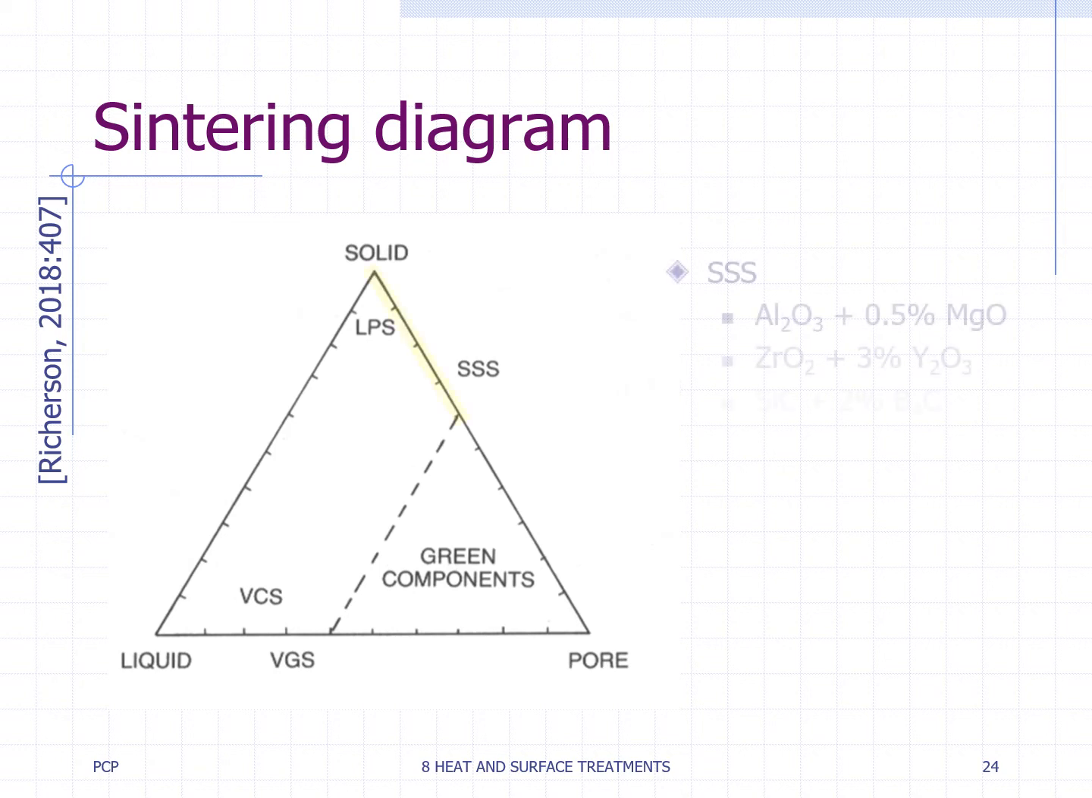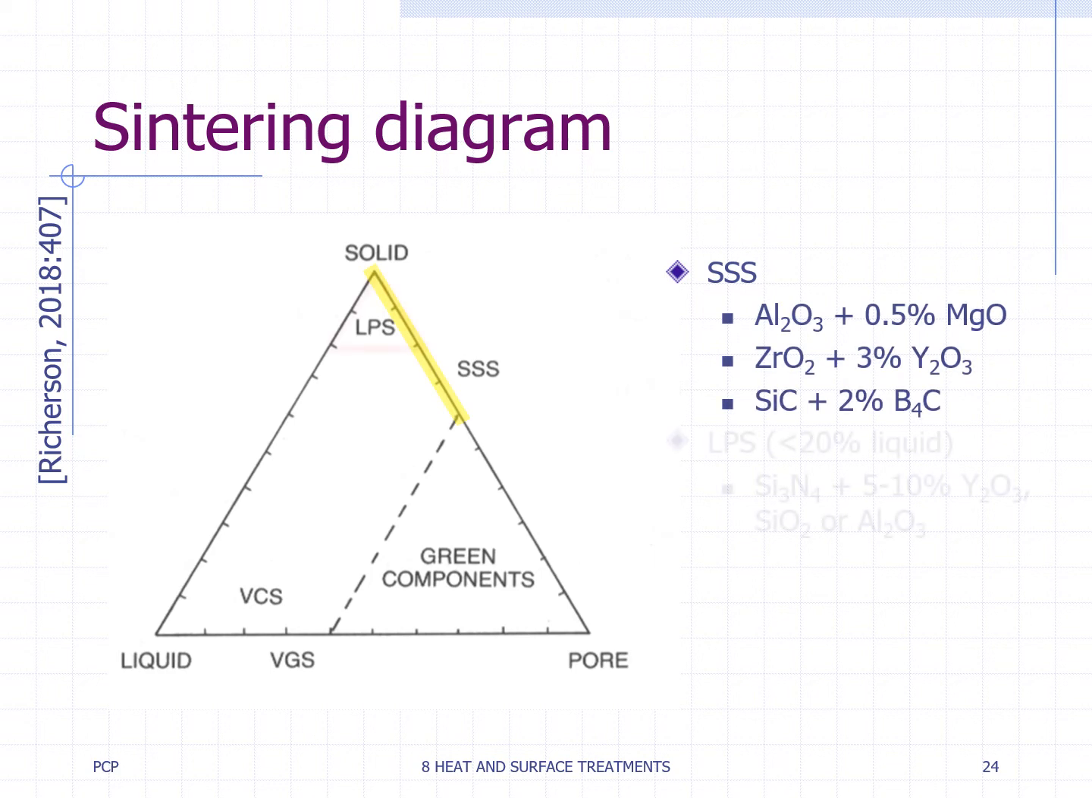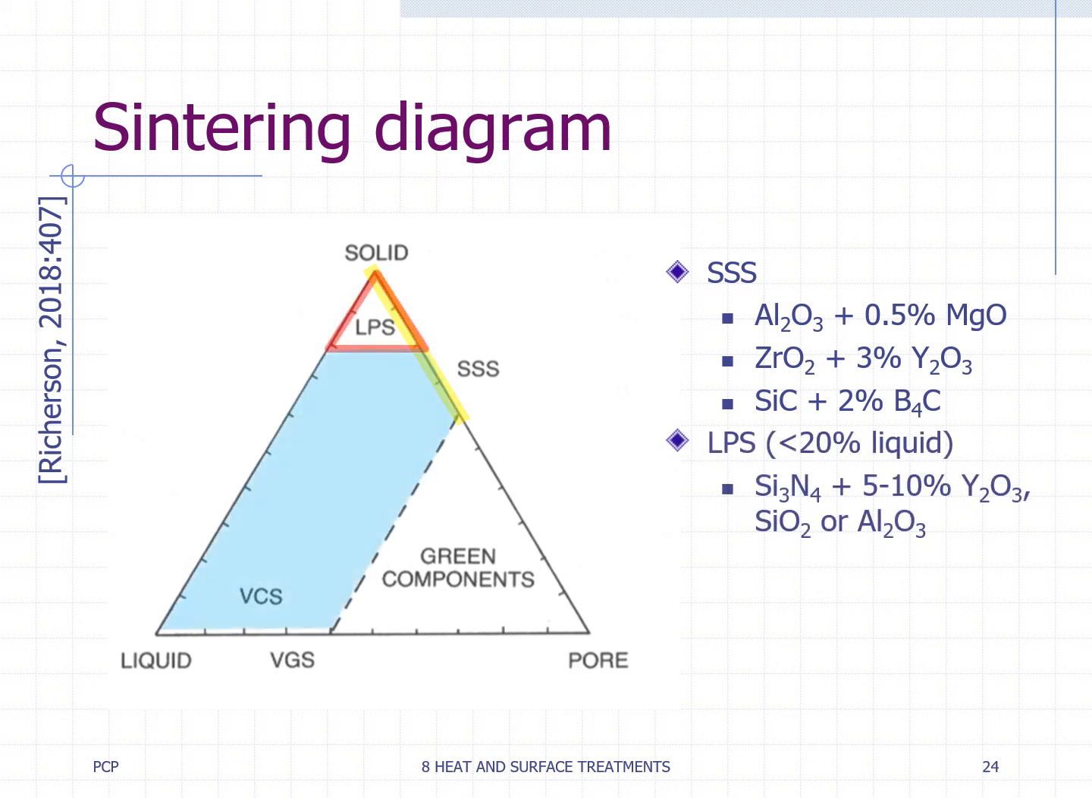SSS: alumina plus magnesia, zirconia plus yttria, silicon carbide plus boron carbide. LPS: silicon nitride plus yttria, silica, or alumina. VCS: porcelain. VGS: glazes.